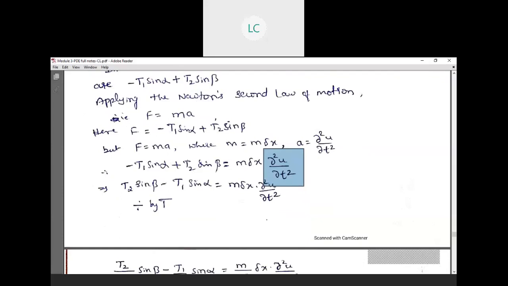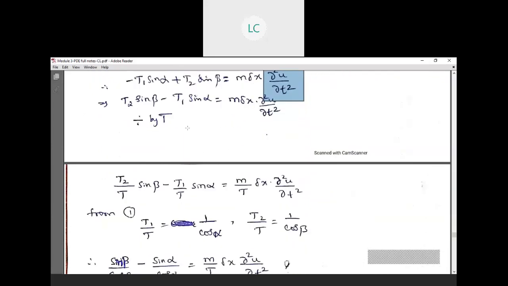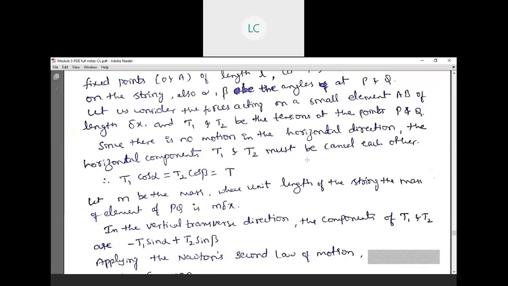See, first I write the positive value first. T2 sin beta minus T1 sin alpha is equal to, write RHS as it is. Don't make any correction in RHS. Now divide throughout by capital T. If you divide by T, we get T2 by T sin beta minus T1 by T sin alpha equal to m by T delta x dou square u by dou t square. From equation 1, in this equation, please call this equation 1.